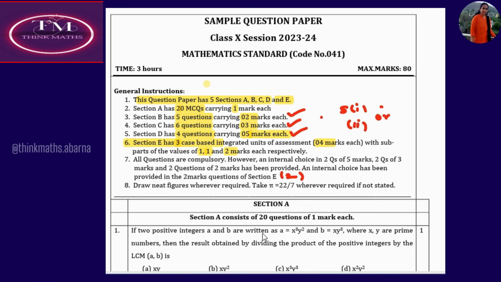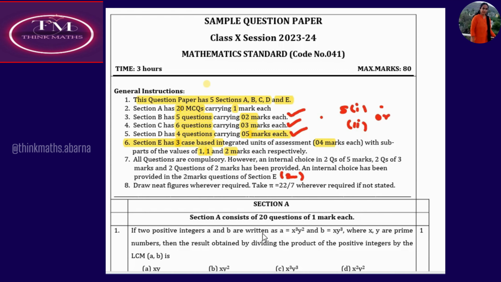In the last part, draw neat figures wherever required. So you need to draw some triangles in surface areas and volumes. You need to draw some pictures, so there you have to draw neat figures wherever required. If the pi value is not given in the question, you have to take the pi value as 22/7 wherever required, if not stated. So these are the general instructions.